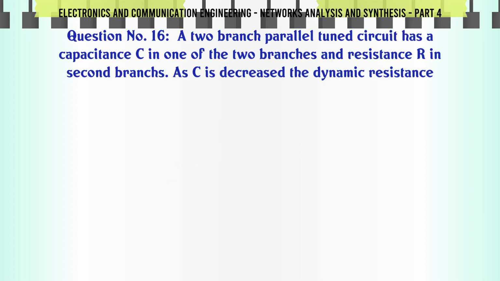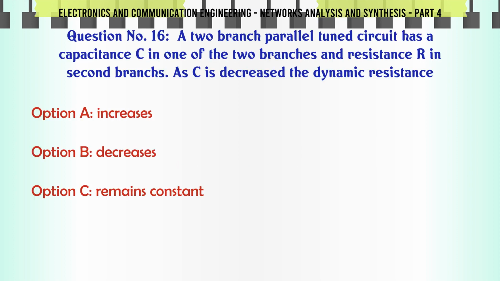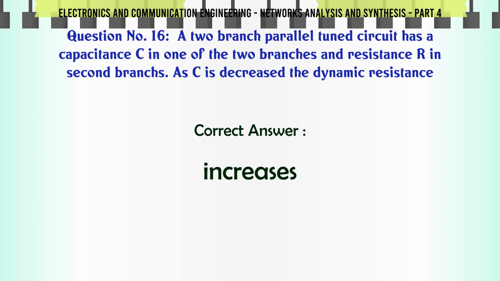A two-branch parallel tuned circuit has a capacitance C in one of the two branches and resistance R in the second branch. As C is decreased, the dynamic resistance A: increases, B: decreases, C: remains constant, D: may increase or decrease. The correct answer is increases.